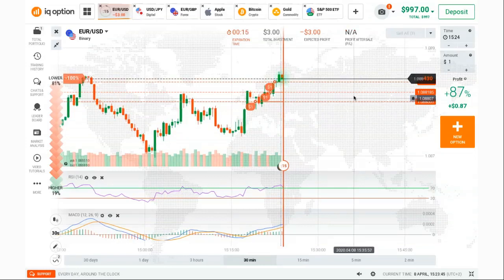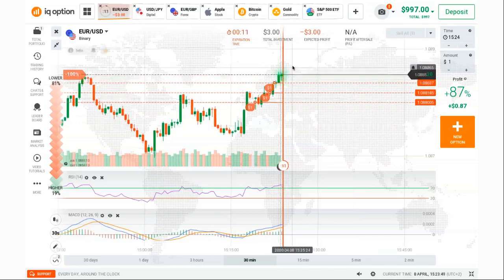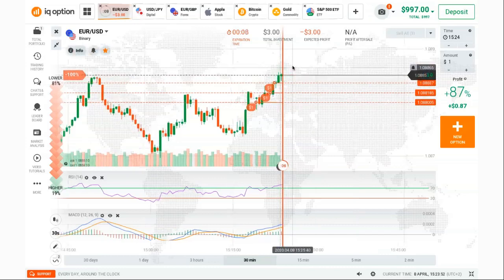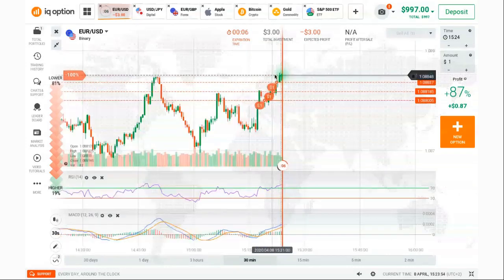So let's have a look to see if this corrects to go back down or if it slowly continues going up. You may continue up to about this point now and then do a slow reversal. Either way, we'll come back to it later. So binary options work that simply.